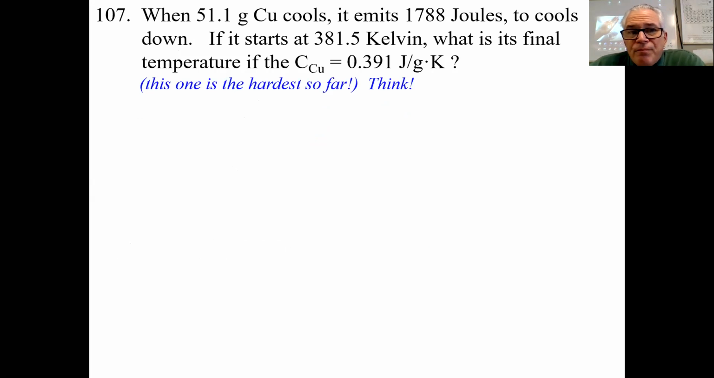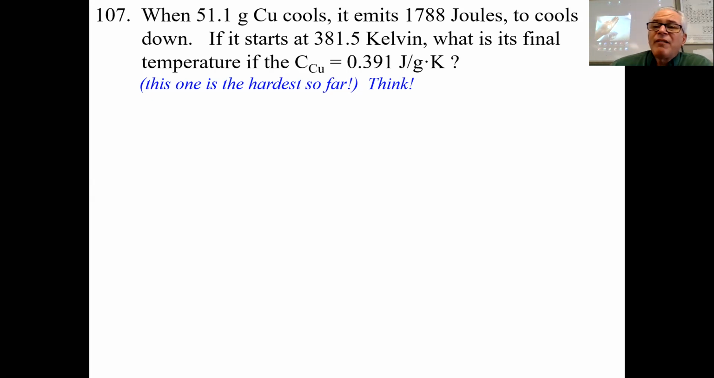Now, say you got a hunk of copper, 51.1 grams. You put it on a hot plate, you make it hot, and it cools down. It cools down by emitting energy. And if it emits exactly 1,788 joules, and we started out at a temperature, what is the final temperature if we have this C value? Now, the C value for copper, you wouldn't know it. I'm giving it to you. This is the hardest question so far. Let's go slow. We got a change in temperature problem.